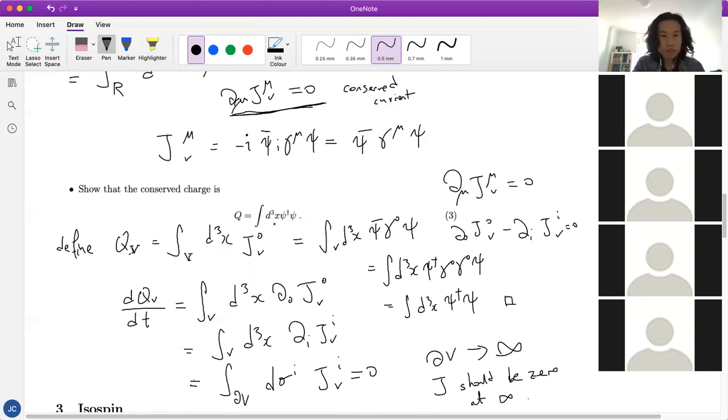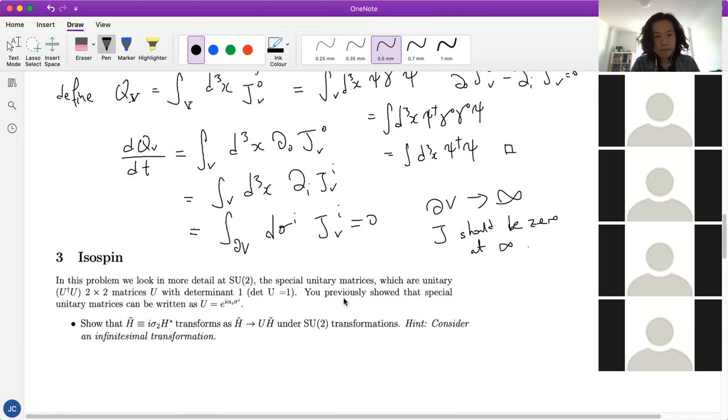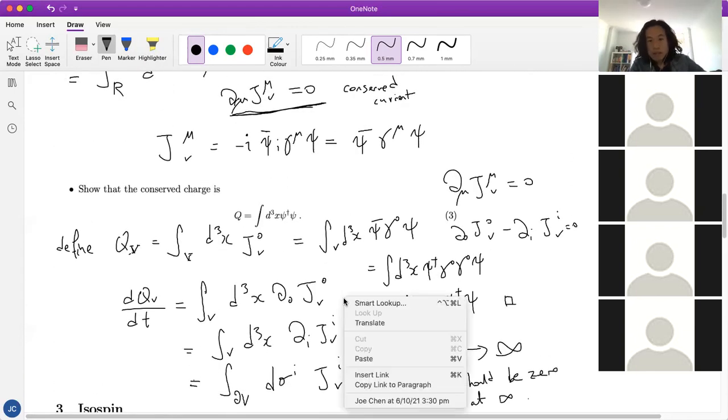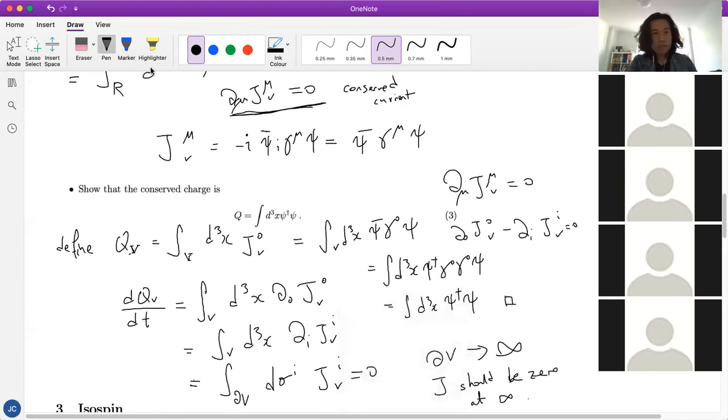These should be things that once you derive once, you can just quote them. You shouldn't need to derive this every time you want to use it. Okay, all good. All right. If no problems, then let's move on to the next part.